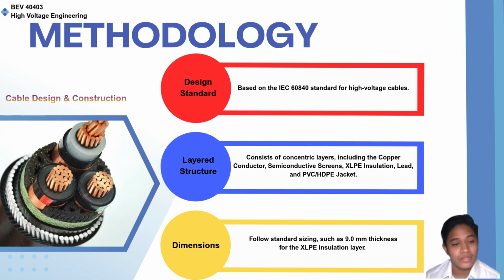It consists of concentric layers, including the copper conductor, semiconductor screens, XLPE insulation, lead, and also the PVC or HDPE jacket. And the last one is about the dimensions. We follow the standard sizing by using a 9 mm thickness for the XLPE insulation layer.